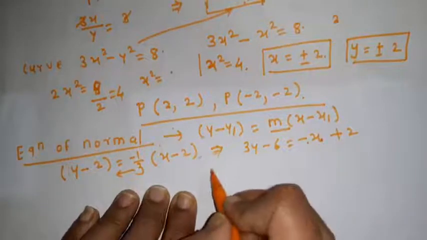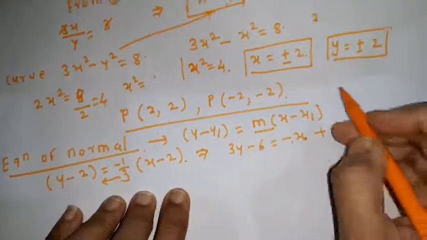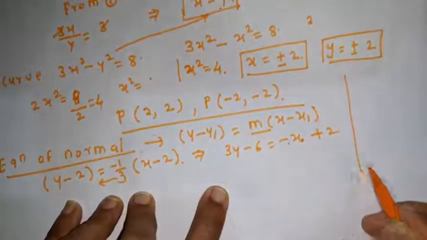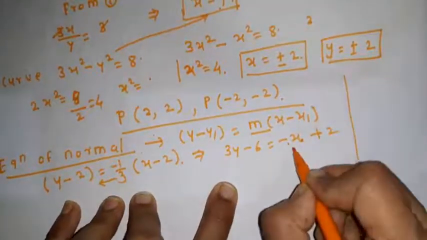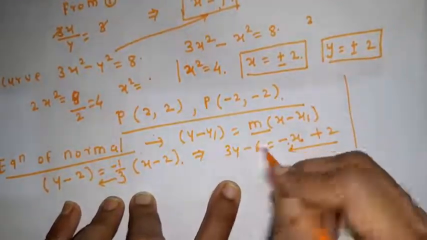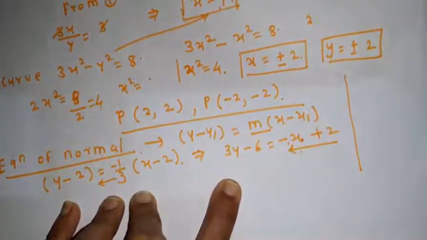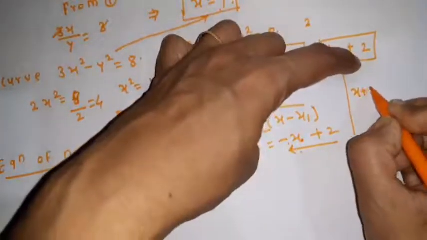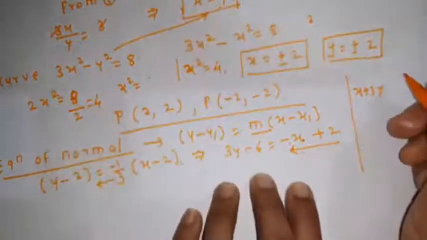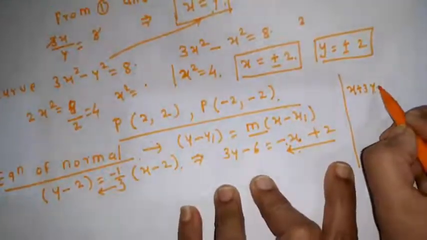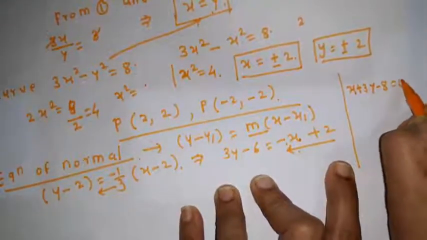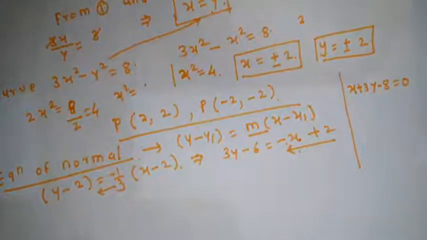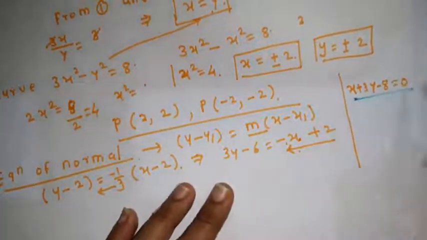And the equation of normal is, shift the terms to that side, we will get the equation of normal is x plus 3y minus 8 equal to 0. This is the equation of normal.